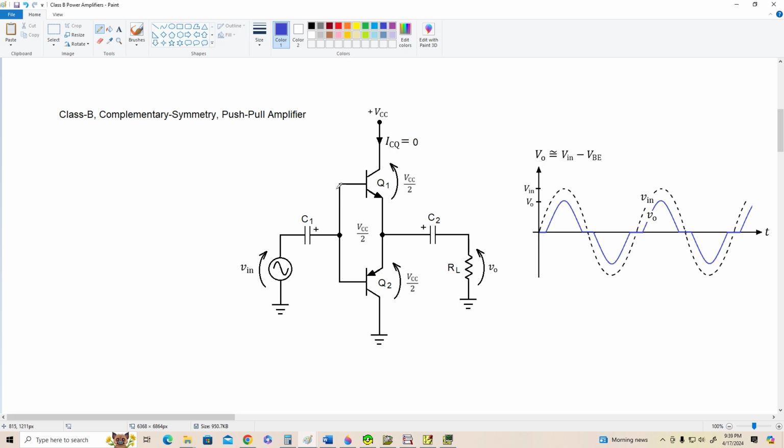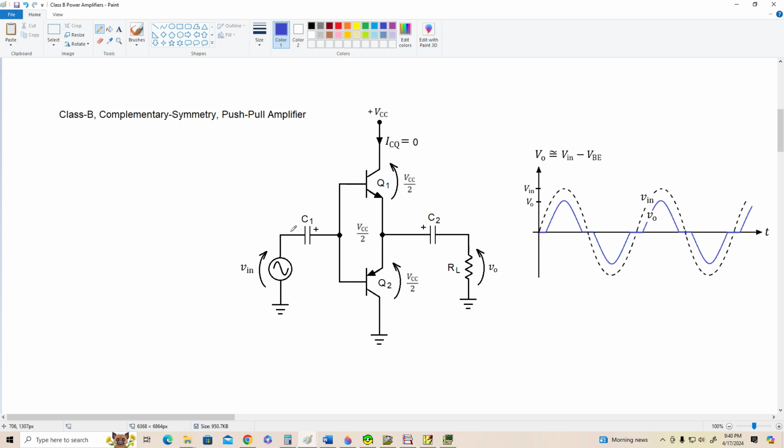Okay, now let's take a look at it with no signal applied. Since there's no bias on the bases, Q1 and Q2 are both in cutoff, and ICQ equals 0. If the transistors are matched, then they'll divide the power supply evenly between them, VCC over 2 dropped across both transistors. These two capacitors, C1 and C2, will both charge up to half of the power supply as well. So the base node and emitter nodes will both be sitting at VCC over 2, so we have no bias on the transistors. They're in cutoff.